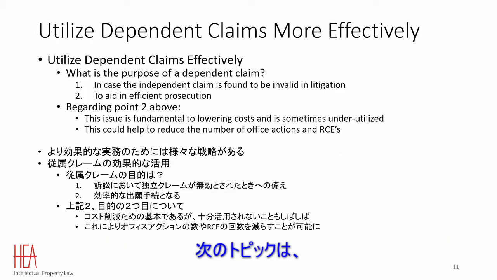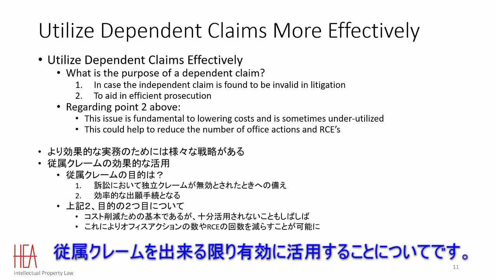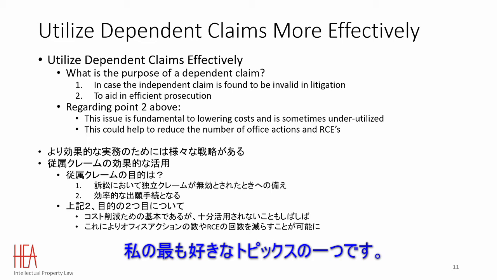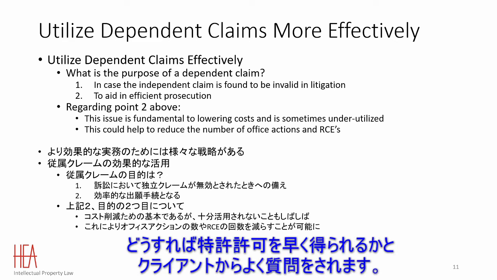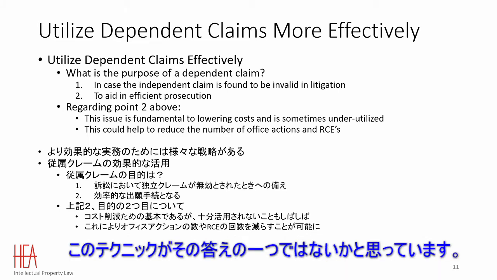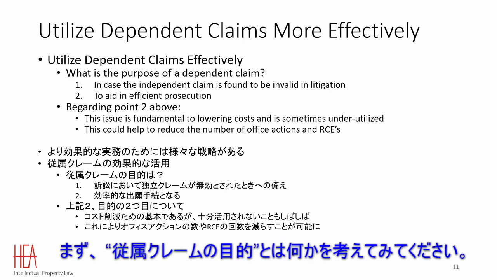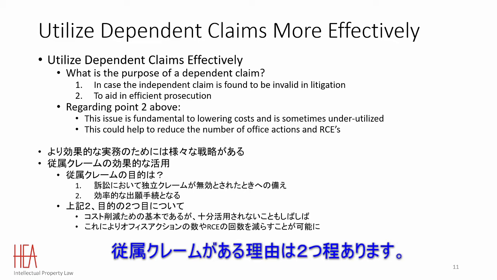So the next topic is about using dependent claims as effectively as possible. This is kind of one of my favorite topics. I get asked a lot by clients about how we can reduce the number of RCEs and how we can get applications allowed quicker. This, I believe, is one technique to do it. So, the first thing we have to ask ourselves is, what's the purpose of a dependent claim? Well, there can be two reasons to have a dependent claim.